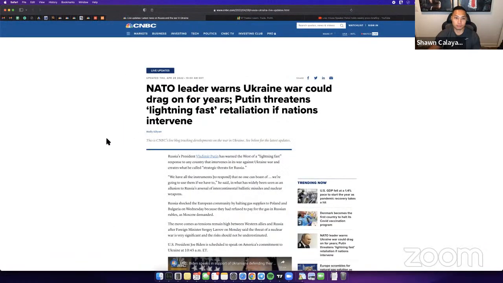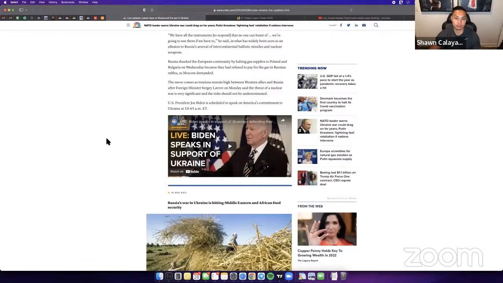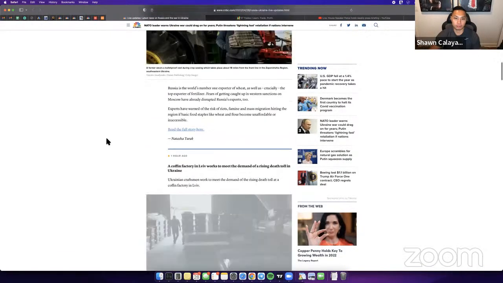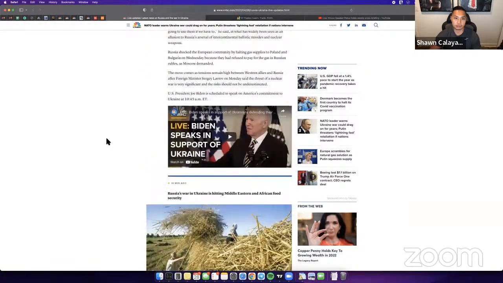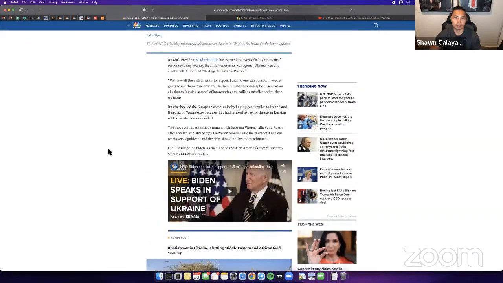Let's see, NATO leader warns Ukraine war could drag on for years. Putin threatens lightning fast retaliation if nations intervene. Well, I guess we're going into World War III, guys, kind of what it seems like.